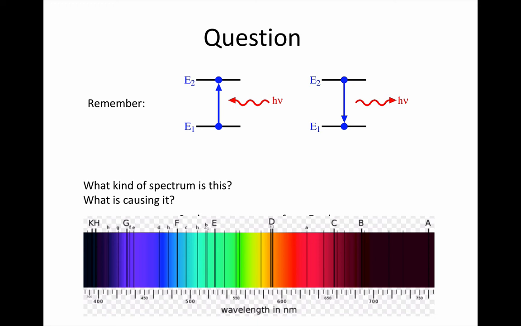I'd like you to have a go at answering now. What kind of spectrum would we call this, of the two kinds that we've just seen? And what elements do you think, or where are the elements that are causing these lines?